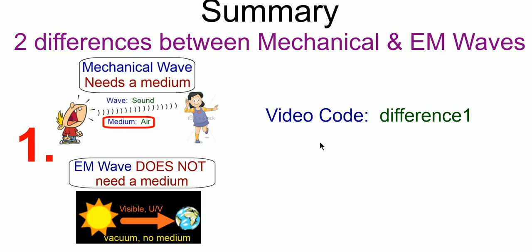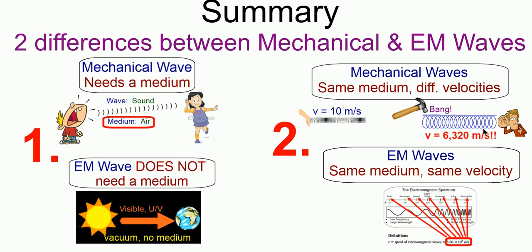Difference 1. There are two important differences. First, mechanical waves must have a medium. EM waves do not need a medium. 2. Mechanical waves will travel at different speeds or different velocities in the same medium. EM waves, nope. All the way from radio to gamma, travel at the same velocity in the same medium.